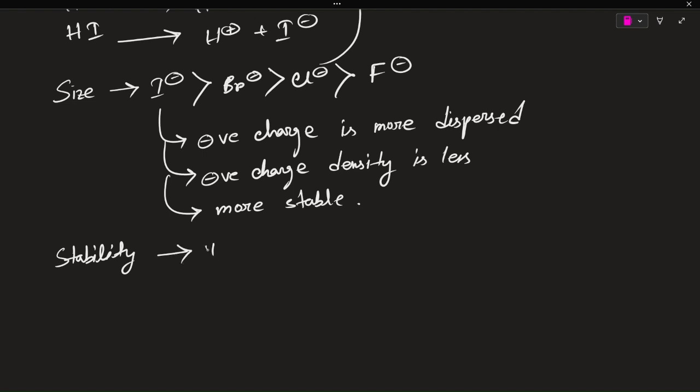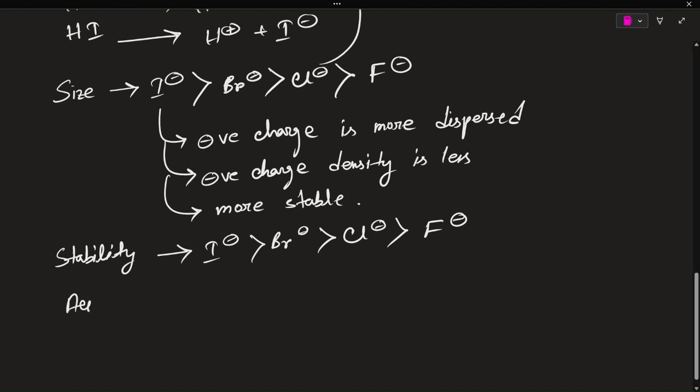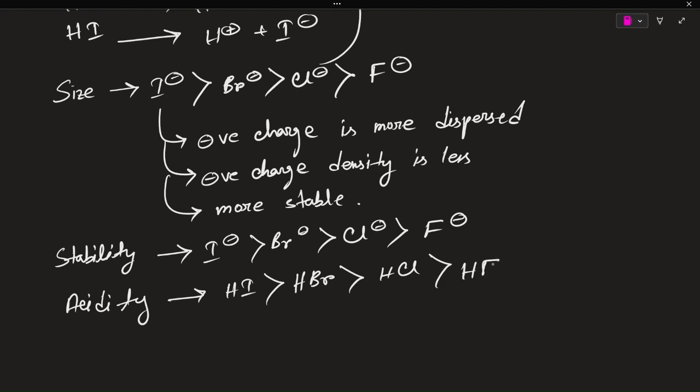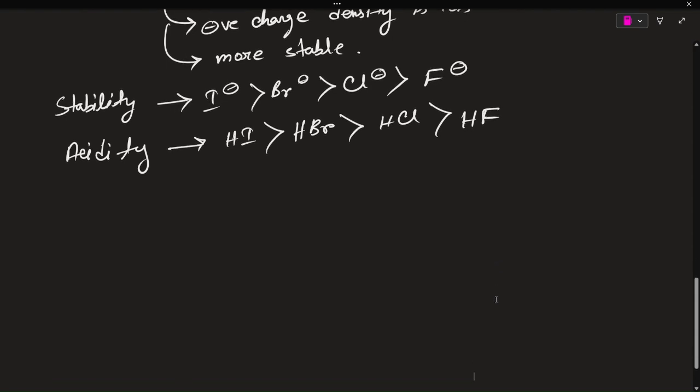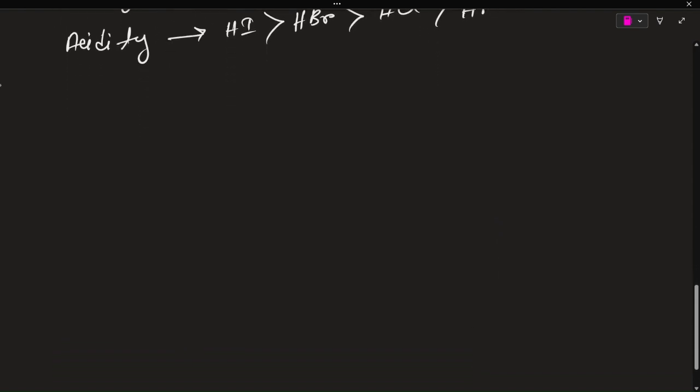The stability order is also the same: I minus, then Br minus, then Cl minus, and then F minus. From the stability order of these anions, we get the acidity order. Correspondingly, the order is HI most acidic, then HBr, then HCl, and then HF. These are the primary effects.